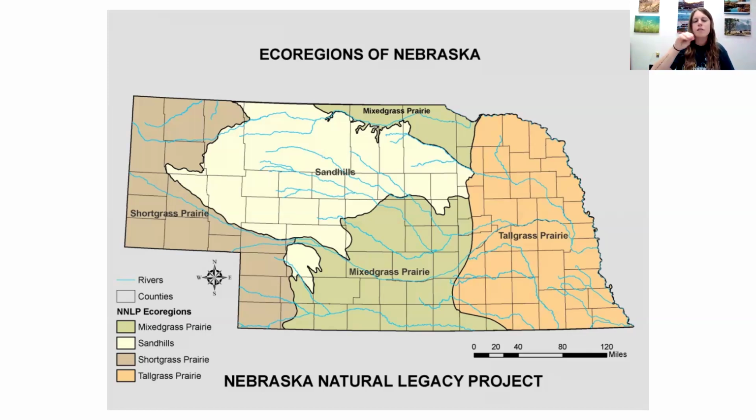And then you notice there's this little, it looks like a ghost to me, this little ghost region down here. This is what's called the Loess Canyons. Very interesting, very different, very bluffy, but it's still technically part of the Sandhills. And then as you move to western Nebraska, you have the shortgrass prairie. But this is what the Nebraska Legacy Project considers our ecoregions in the state. And there's different animals and plants that can be found within those ecoregions.